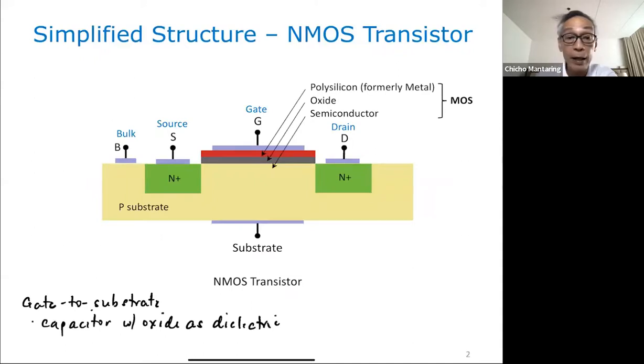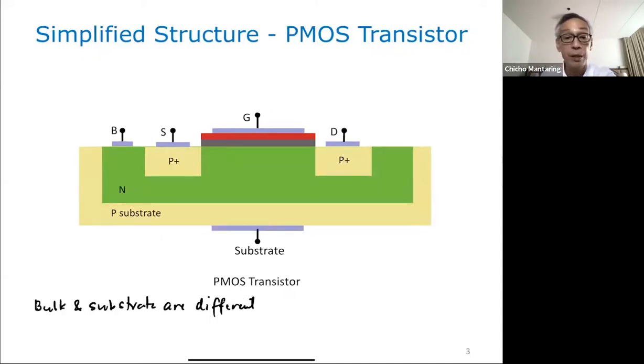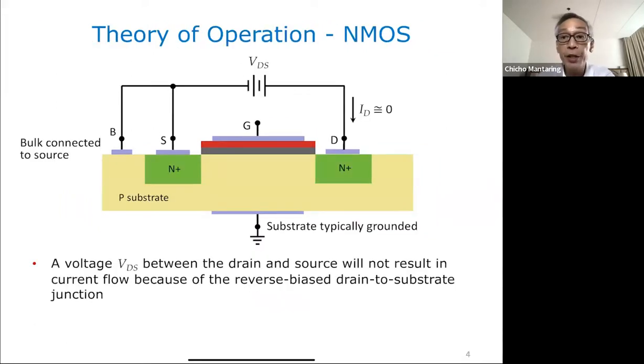Unlike here, the bulk and the substrate are the same. Okay, so that's one major difference between the PMOS and the NMOS. Let's go to the theory of operation.